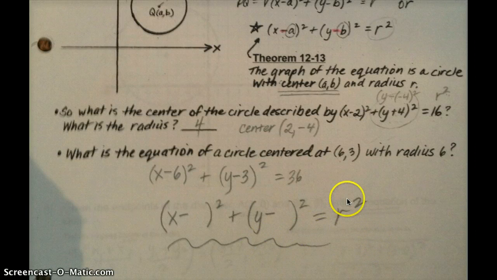So when we're thinking about the equation, when we're given the center, we're going to use this form and then just plug in the center right here. Now if this was a negative 3, we'd have y minus a negative 3, so then we'd have y plus 3 squared.